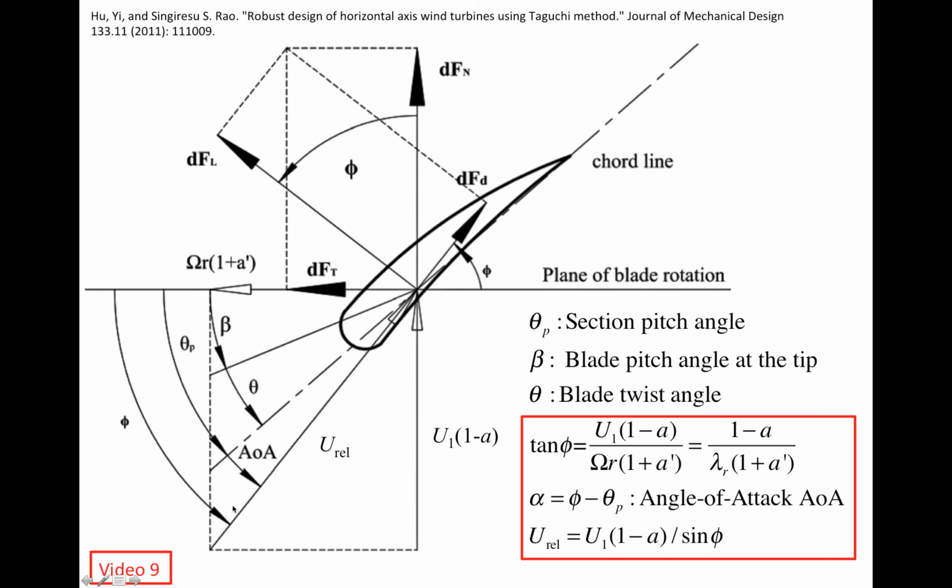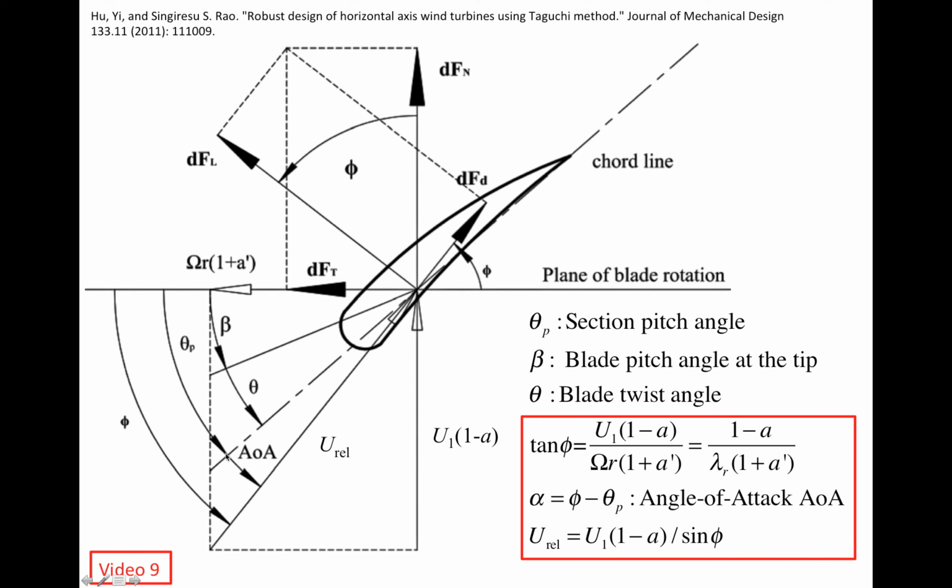So if this phi reduces, and we want to maintain the angle of attack at a constant value, the only thing that we can do is to reduce theta p. That's the section pitch angle, theta p. The angle of attack is the angle between the relative wind and the chord line of the airfoil, and the section pitch angle is the angle between the chord line and the plane of blade rotation.